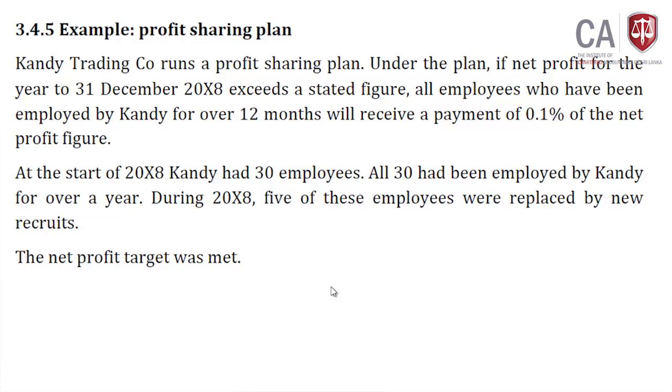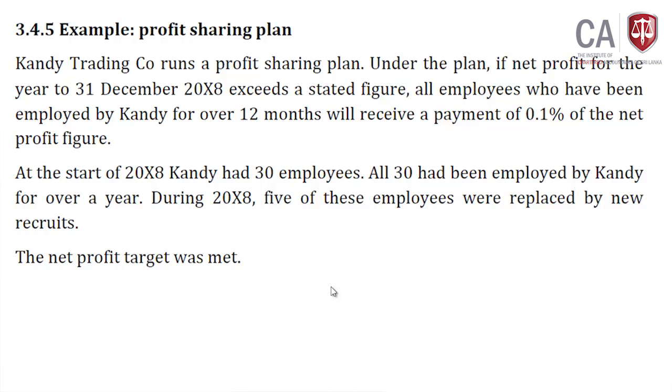At the beginning of the year there were 30 employees. All 30 had been employed by Candy over 1 year. But during the year, 5 of these employees were replaced by new employees. Out of the 30, 5 employees were replaced. Therefore, the employees who completed 12 months, how many? 30 minus 5, 25. Right?